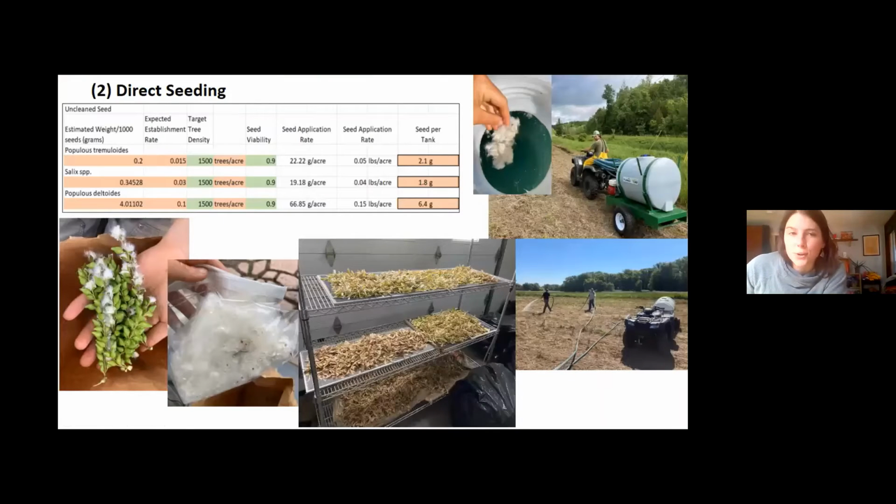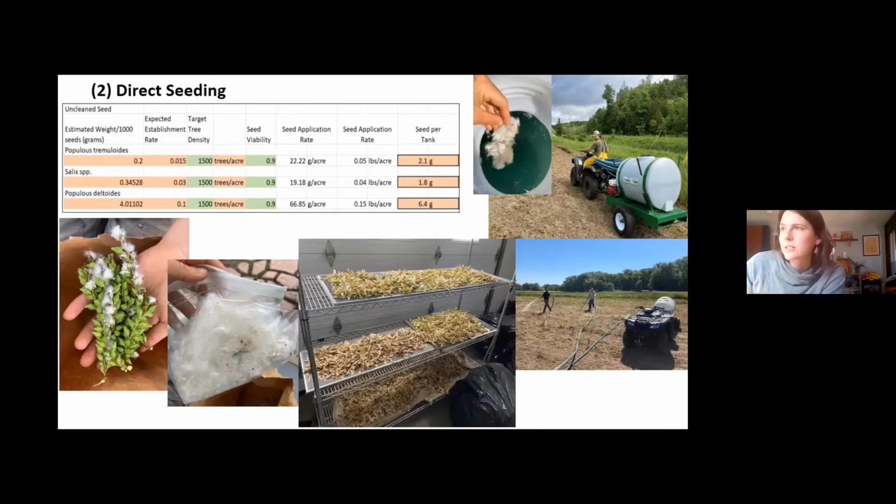All right, so direct seeding. This also has a lot of nuance tied into it, but we ended up using 2 methods for direct seeding. We hydroseeded with just some small seeded species, so eastern cottonwood, shrub willow, and quaking aspen, and then we just broadcasted silver maple.